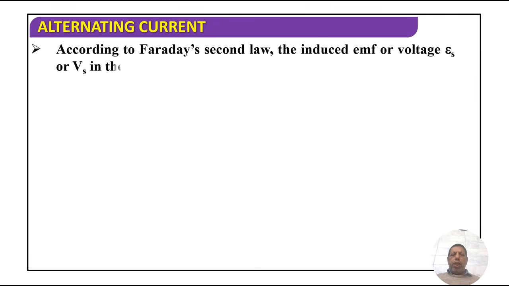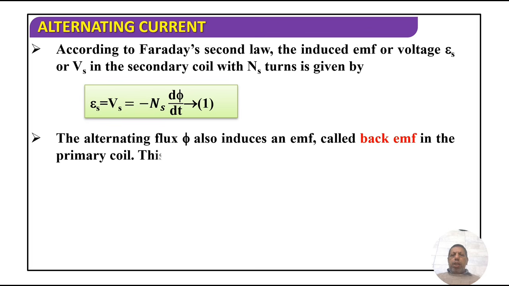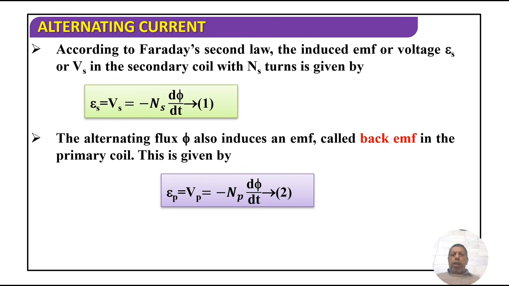According to Faraday's second law, the induced EMF or voltage ES or VS in the secondary coil with NS turns is given by ES is equal to minus NS d phi by dt. The alternating flux phi also induces an EMF called back EMF in the primary coil. This is given by EP is equal to VP is equal to minus NP d phi by dt.